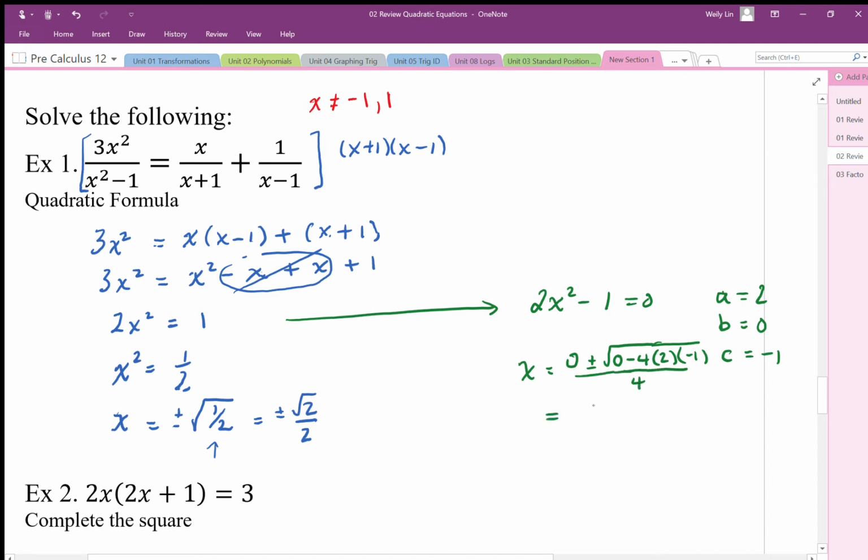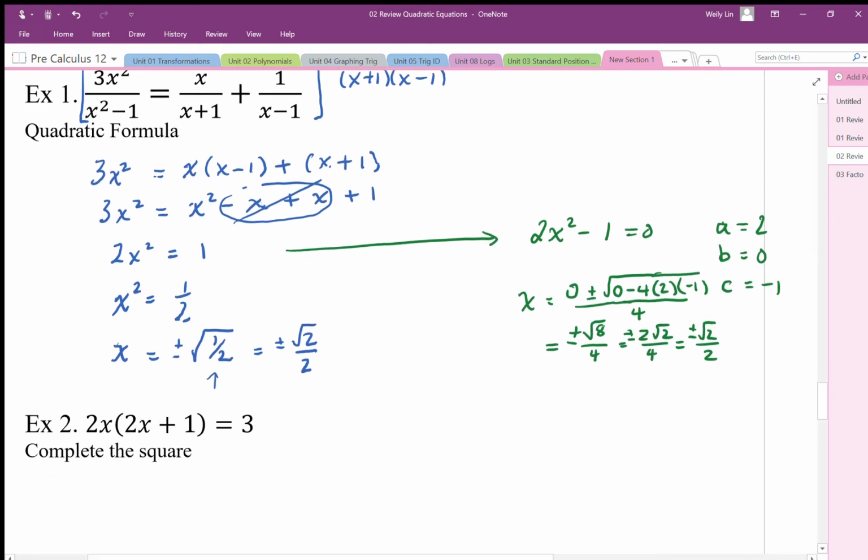So that works out to be square root 8 over 4. Take out the perfect square, and I get root 2 over 2. Okay, which is the same answer. So here, I forgot to carry my plus minus through. Plus minus. There we go. Okay, so the quadratic formula, or just solving by square rooting, is going to give me the same solution.